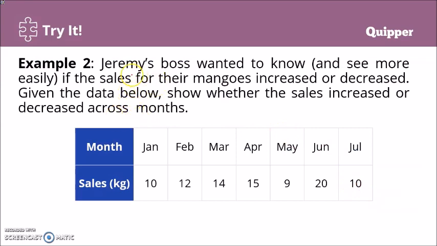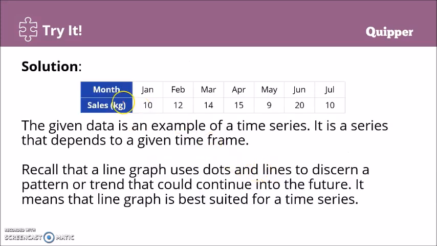Example number 2. Jeremy's boss wanted to know and see more easily if the sales for their mangoes increased or decreased. Given the data below, show whether the sales increased or decreased across the months. Okay, we have months here. Oh, time series. Ayan. The given data is an example of a time series. It is a series that depends on a given time frame.